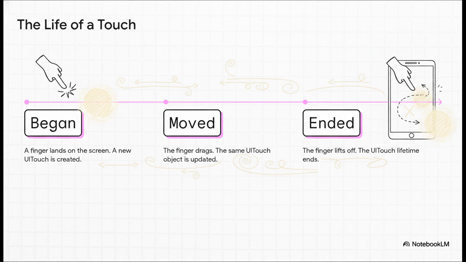And this lifecycle, this is crucial. That UITouch object we're talking about, it's persistent. It is the exact same object that gets passed to touchesBegan when your finger lands, touchesMoved as you drag it across the screen, and finally touchesEnded when you lift it off. That persistence is the magic that lets you reliably track one finger's path without ever confusing it with another.